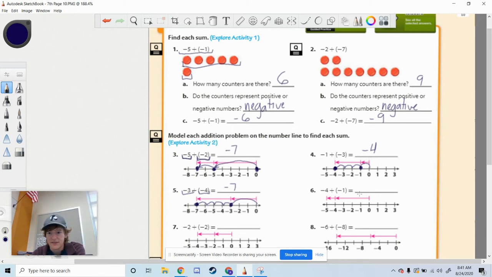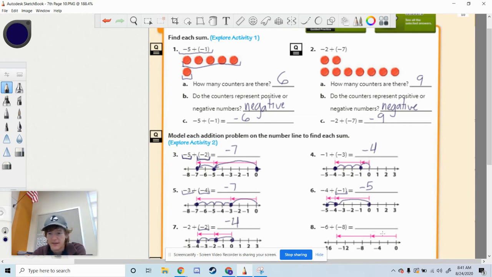Number 6, starting at -4. So we'll go from 0 all the way to -4. And we're going to go 1 more negative, which is going to take us to -5. Number 7, start at 0, go to -2. And then add another -2. So -1, -2 puts us at -4.